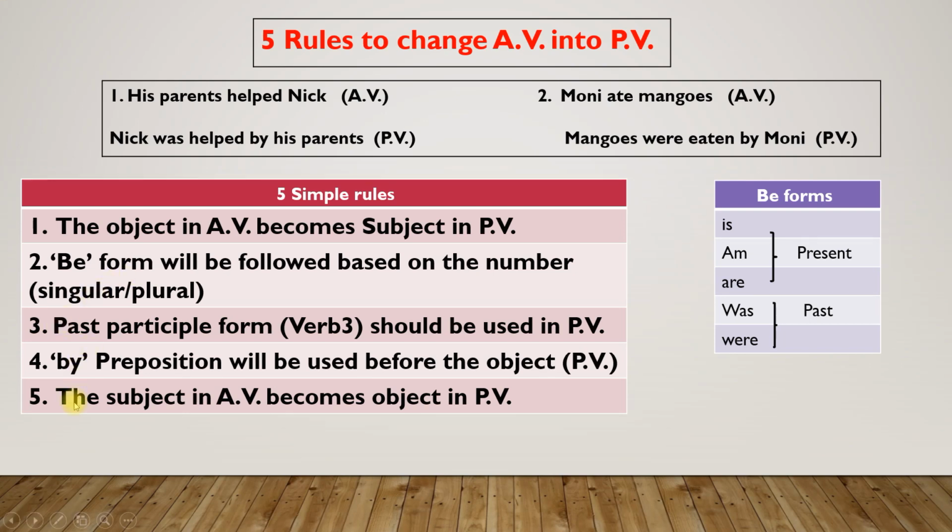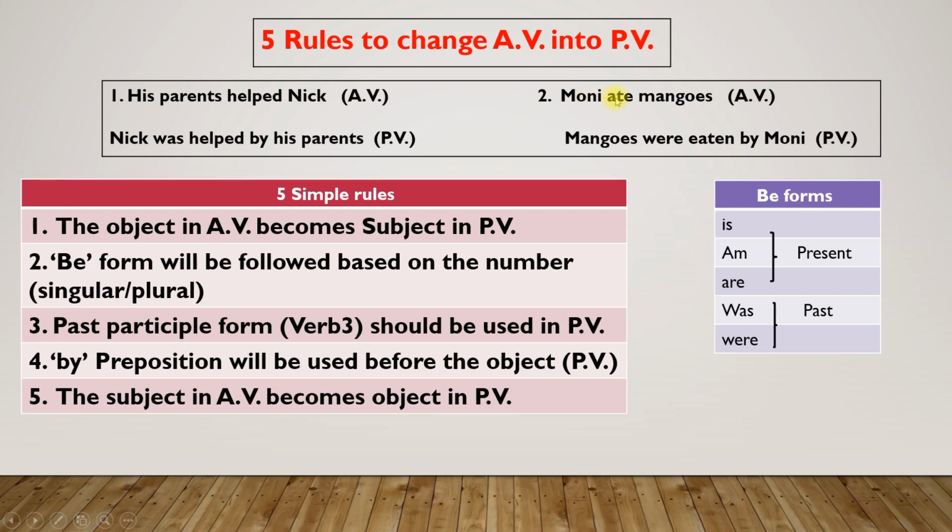Okay, and last simple rule, the subject in active voice becomes the object in passive voice. So here, the subject, his parents, in the active voice becomes the object in the passive voice. So here, the same rules we can apply for this second example.